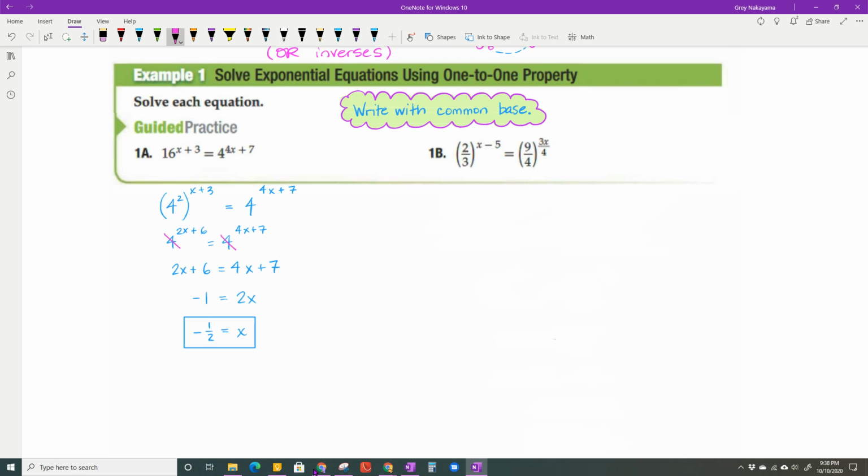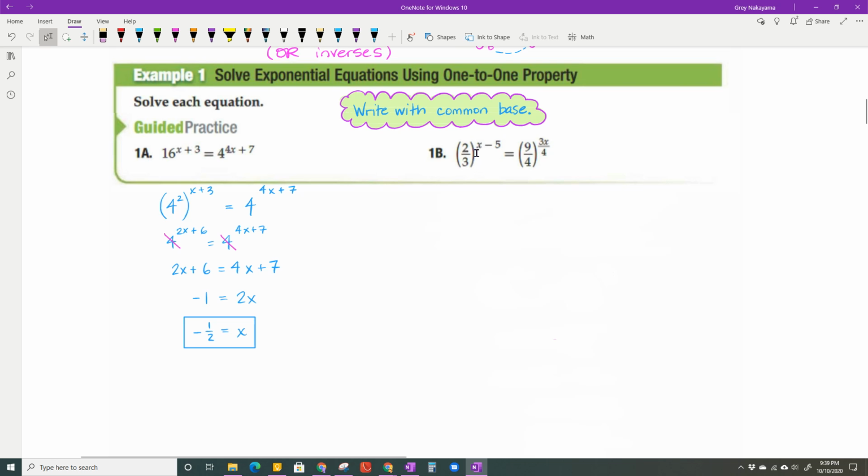Okay? So now, look at 1b. 2/3 to the x minus 5 equals 9/4 to the 3x plus 4. And I'll give you a little clue. Whenever you have a fraction and you have an exponent, you have to put parentheses around it. And I promise you, Delta Math will count it wrong if you don't, because it technically has to be there.